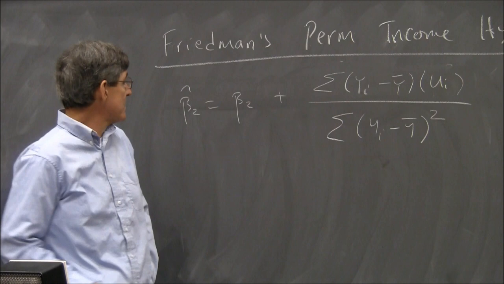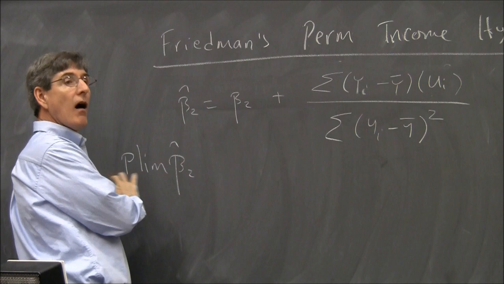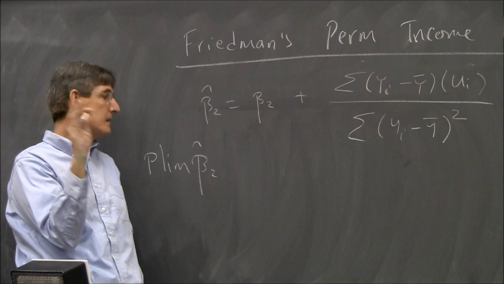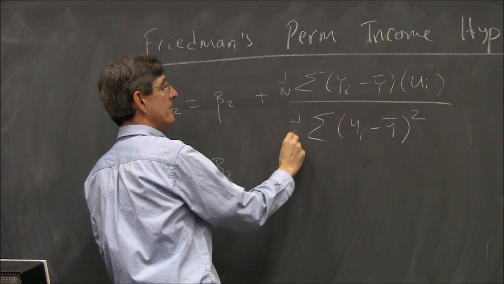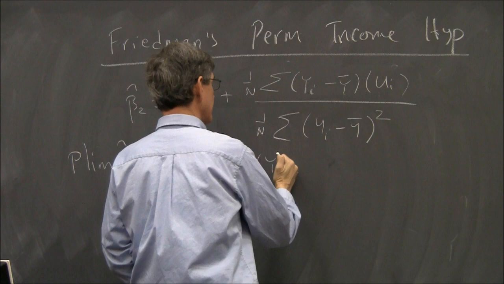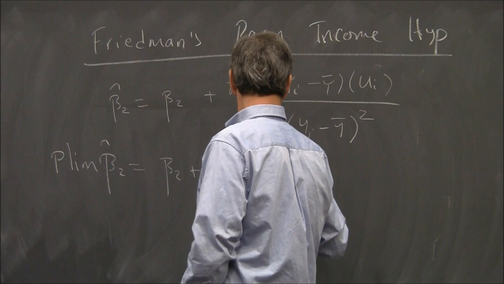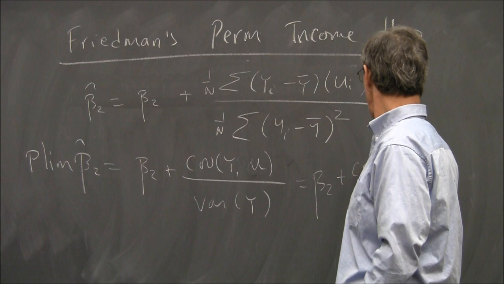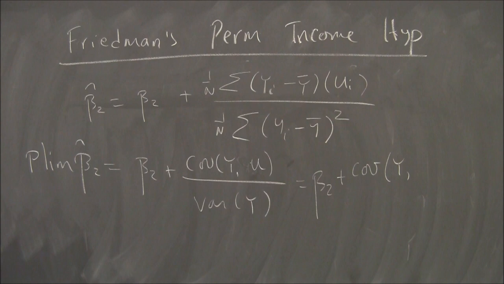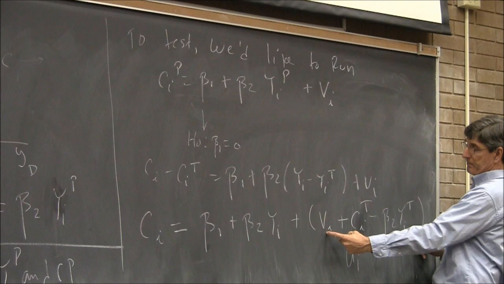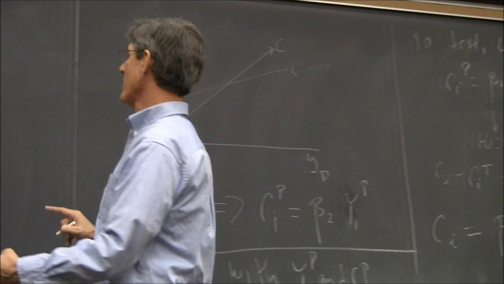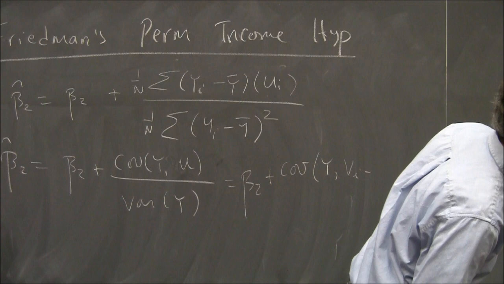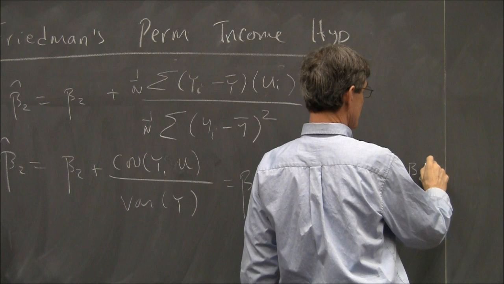So when we take the plim of beta 2 hat, all that means is we let n go to infinity, we make the sample perfect, we know everything. That's beta 2. Oh, we do the 1 over n trick here, plus the covariance of y and u over the variance of y. So that's beta 2 plus the covariance of y. And what is u? U is this right here. VI minus CIT minus beta 2 YIT.